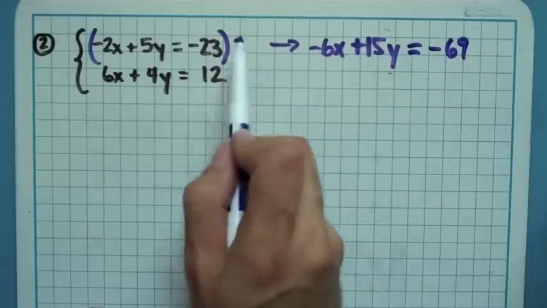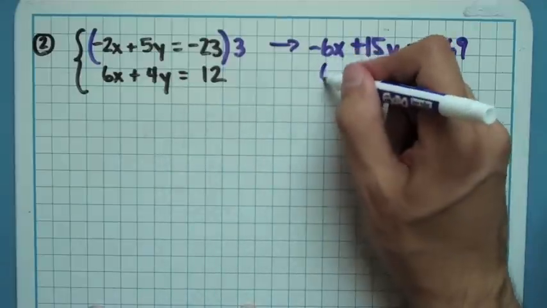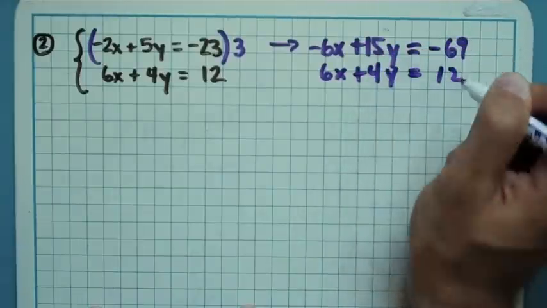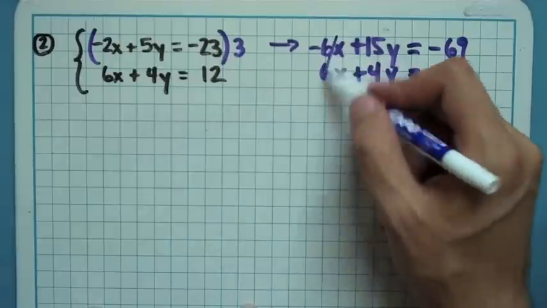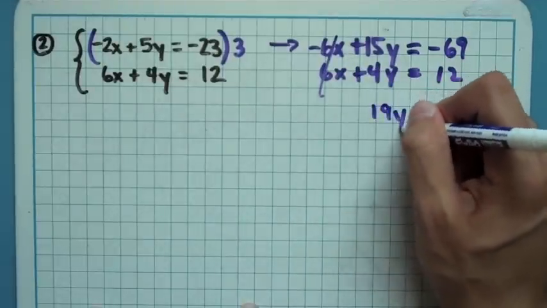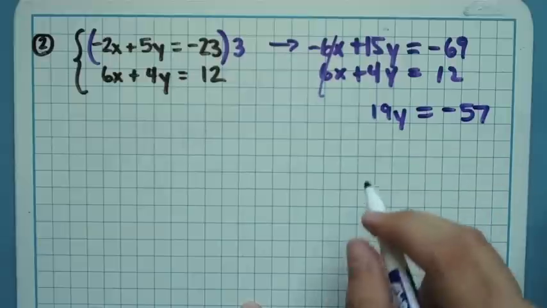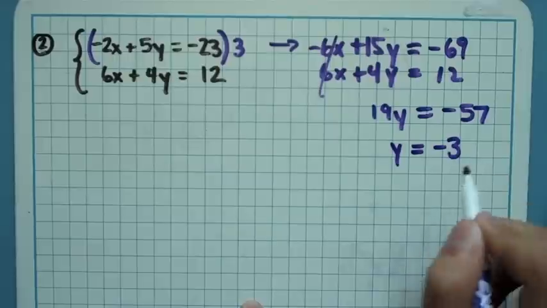Again, multiplying the entire equation by the number. And on the bottom, I'm just going to keep that the same and rewrite it. 6x plus 4y equals 12. Now when I add, my variables are going to cancel, which is good. Those go away, I get 19y equals negative 57. Pretty sure that's y equals negative 3.